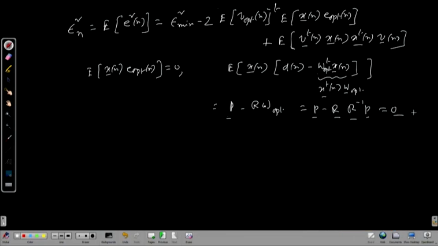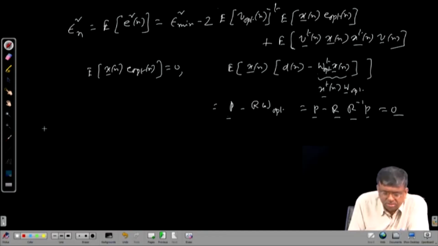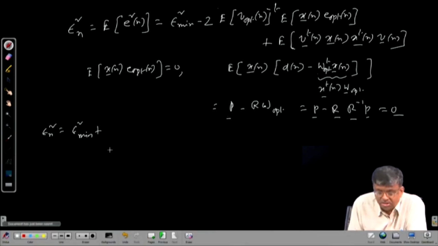All right. So, these two terms go, and I am left with this much plus an extra component. Because I did not use the optimal weight, the optimal filter, I used just any arbitrary W n. So, the overall output error variance has gone up from the minimum attainable by this extra factor.